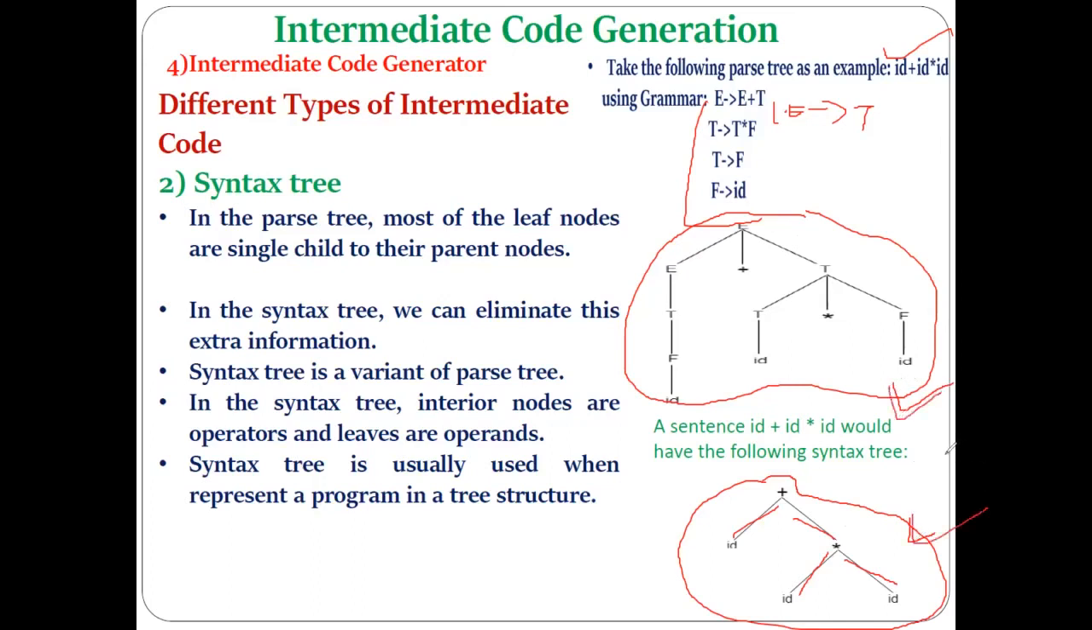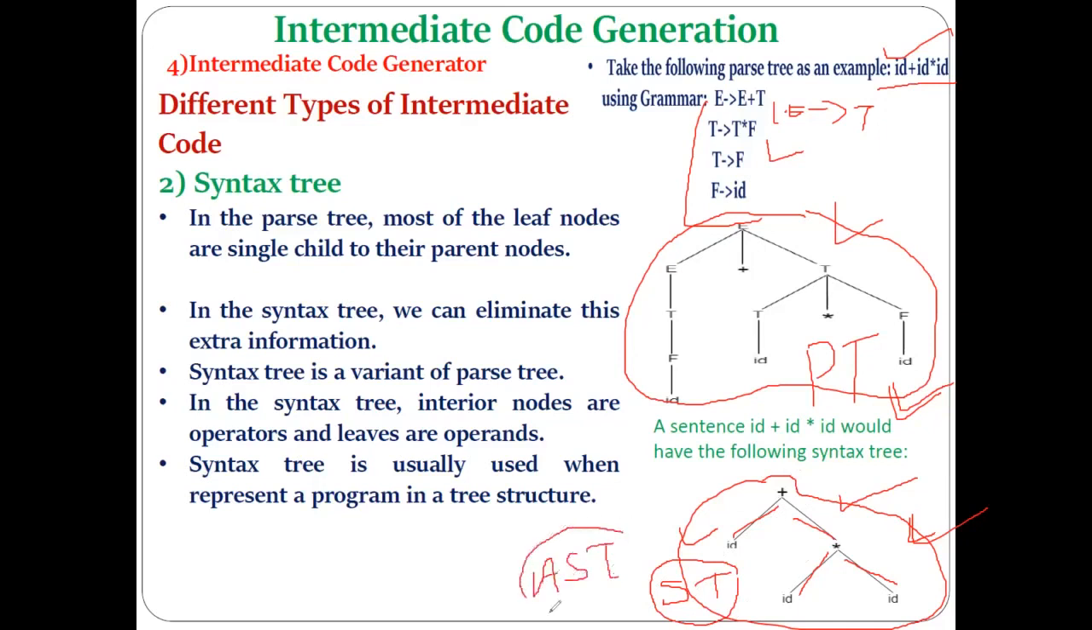If you compare this parse tree and this tree, which one is more compact or more abstract? This is the more compact and more abstract tree, containing the required information for this particular expression according to this grammar. This tree doesn't contain any grammar symbols, but the other one does. That is the reason the size of this tree is more compared to this tree, and that is the reason we call one a parse tree and the other a syntax tree. Because of its smaller size and abstract nature, the syntax tree is also called an abstract syntax tree.